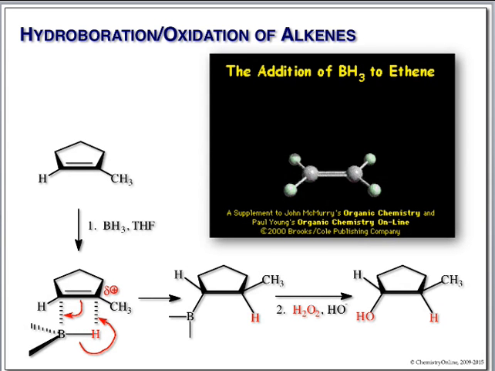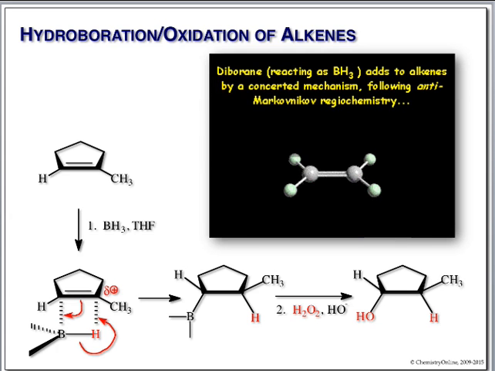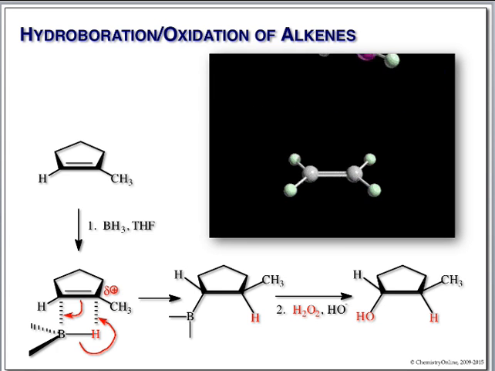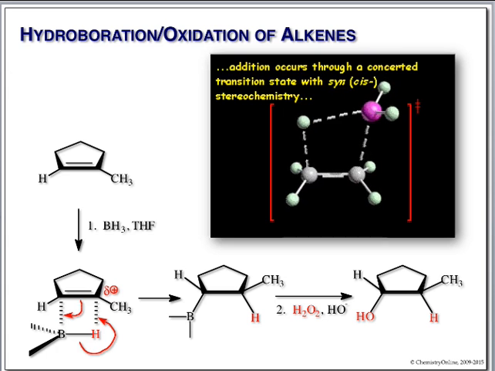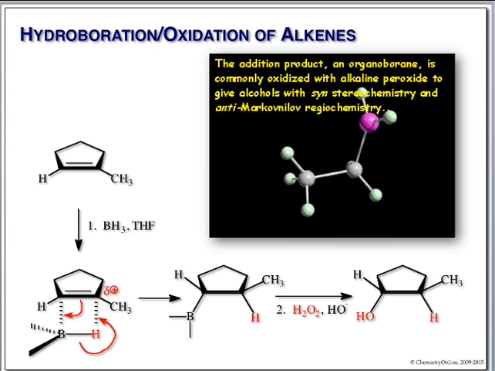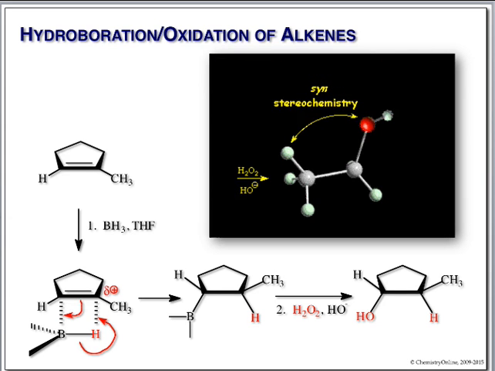Here we have an alkene. Again, it's a concerted reaction to give the borane, peroxide to give the OH. Simple alkene here. Step one, we're going to bring in our boron hydride. Now note that this is a concerted transition state. So they're both bonding at the same time. When this happens, we wind up with the organic borane. Again, peroxide converts the borane to the OH group. Syn stereochemistry. Any questions?